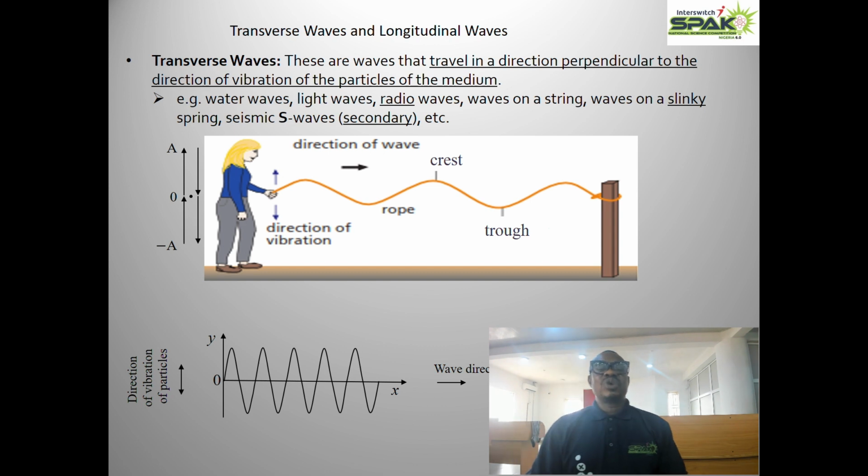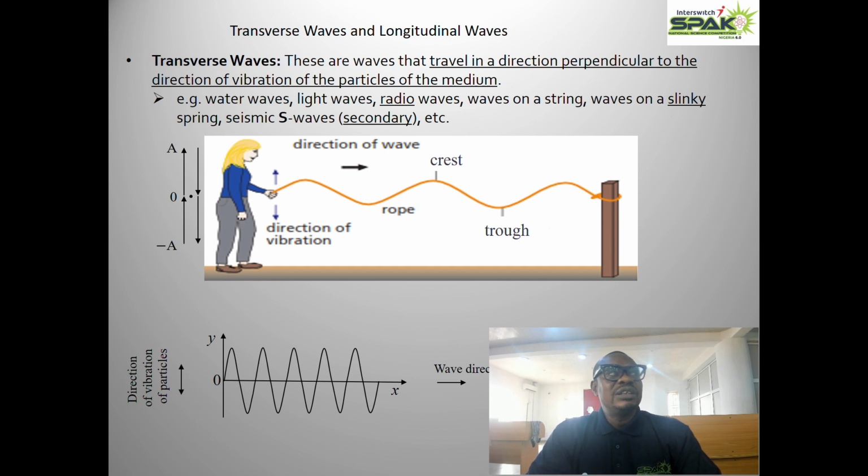First, we look at the types of waves. We classify them in two ways. The first way, we are going to classify them in terms of the direction of travel of waves. Then the next one, we are going to classify in terms of the medium of propagation. So let us look at the first one, in terms of the direction of travel of waves.